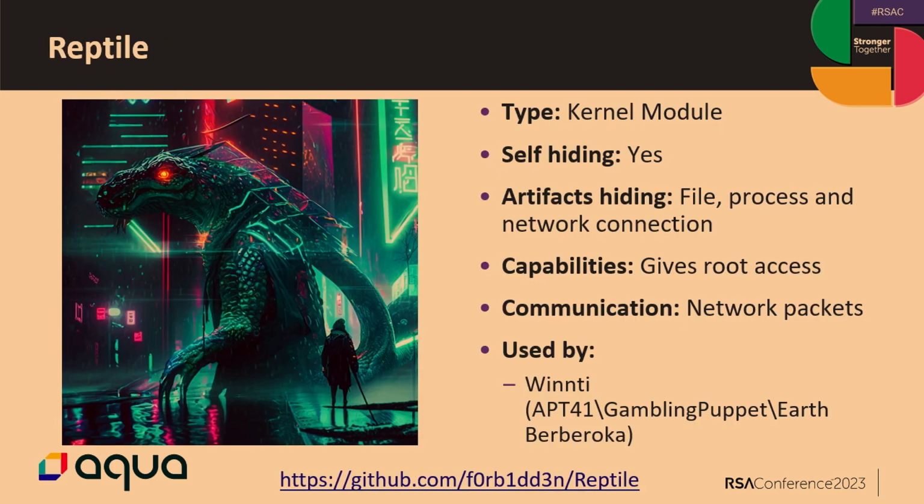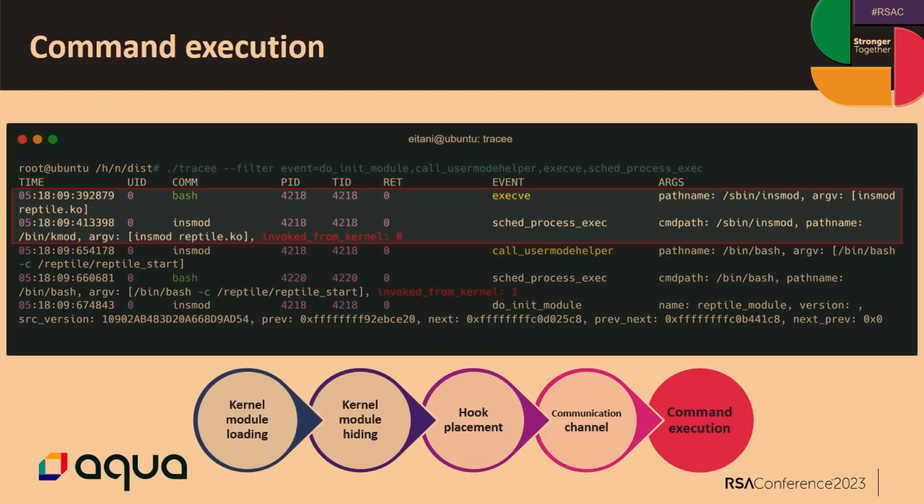To give an example of a malware that does that, we have Reptile. Reptile is a kernel module. It's open source and used a lot in attacks, mainly by Winnti or APT41. It's able to hide files, processes, and network connections, and also has the ability to give root access to unprivileged processes. We're going to see an example for that.